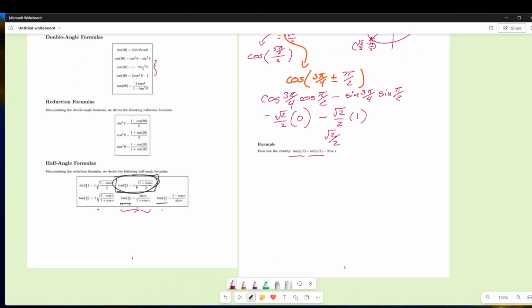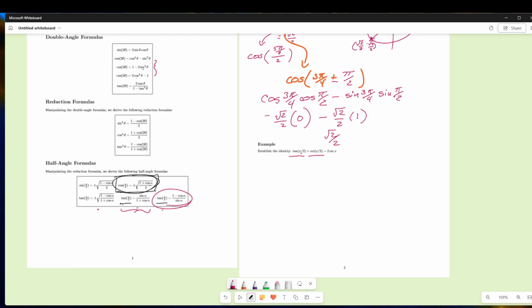But I'm certainly going to use this one because this one has a sine in the denominator and we're trying to get a cosecant, so that makes me think of sines in denominators. Is that the best thing to do? I don't know. Let's find out.